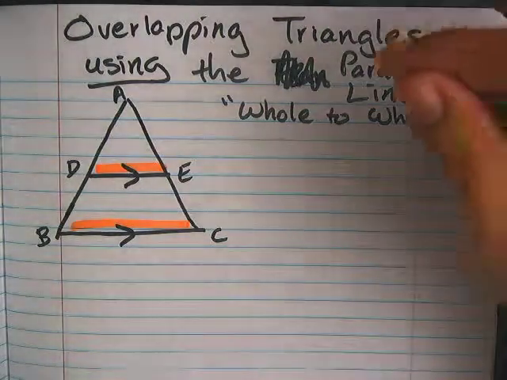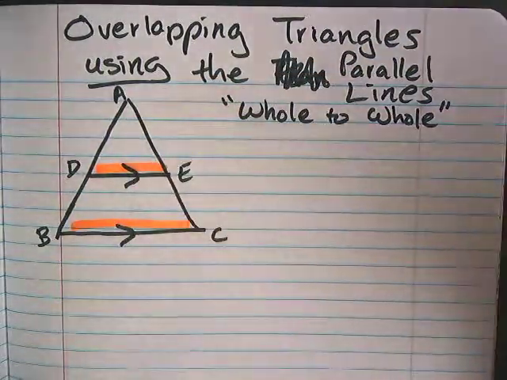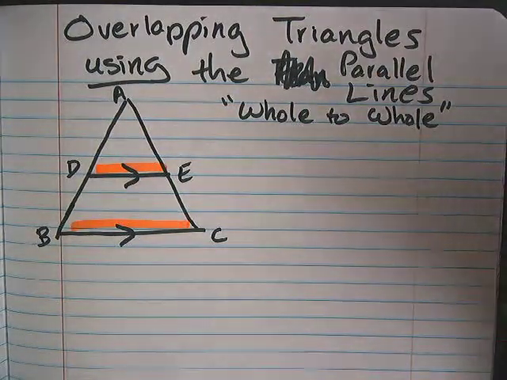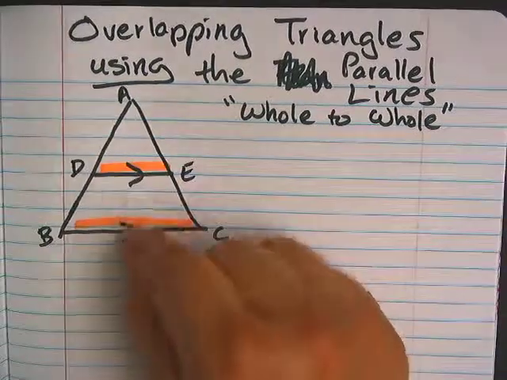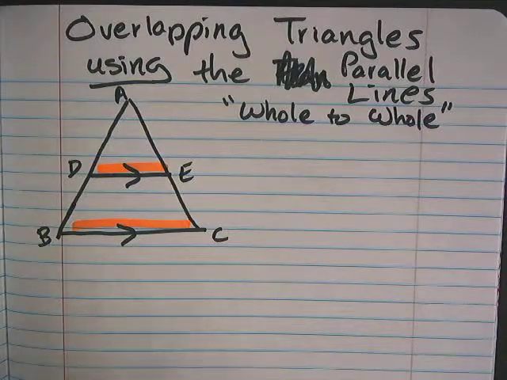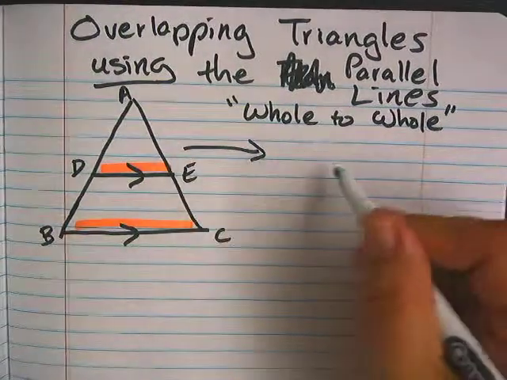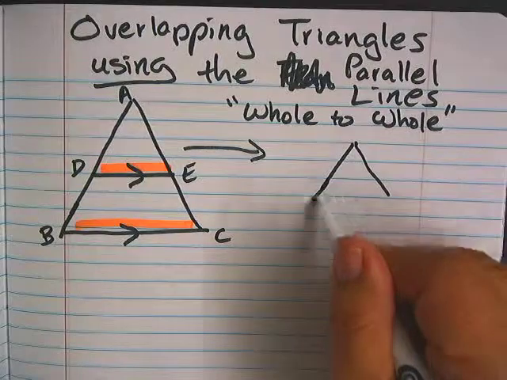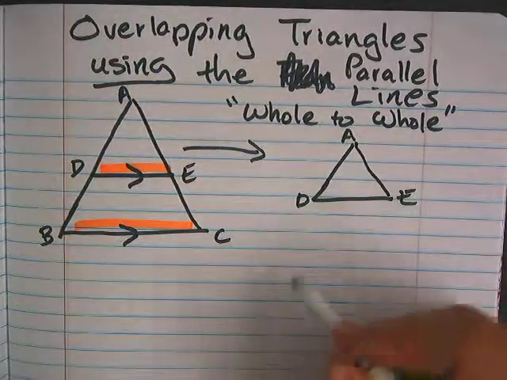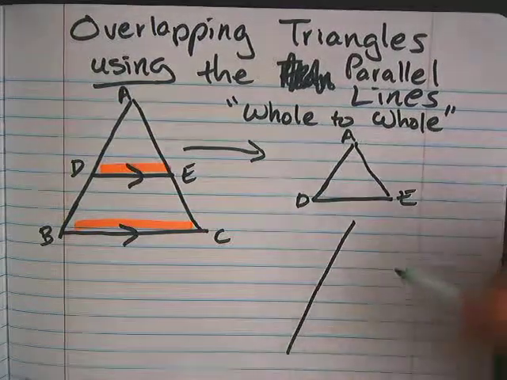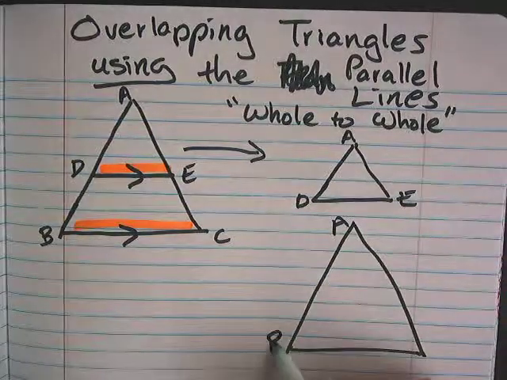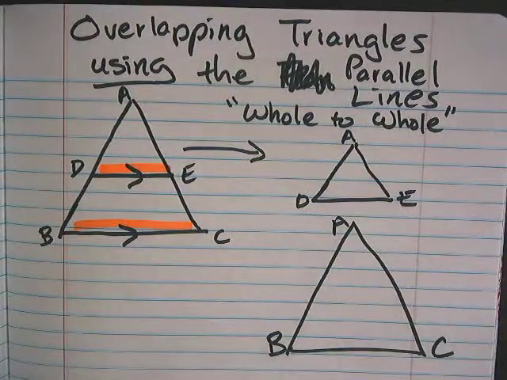Now we're going to look at a problem where we do use the parallel lines. Now you notice I say whole to whole. What does that mean? Well, if I want to use these two sides in a proportion, and I can, the best thing to do is to pull out the similar triangles into two separate triangles. So I'm taking ADE here, and then I'm also making the larger triangle. I know it's not drawn to scale, and that's not the most important thing, ABC.